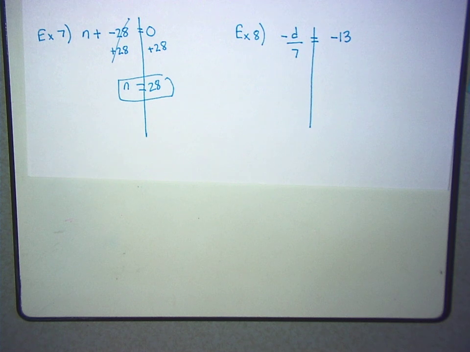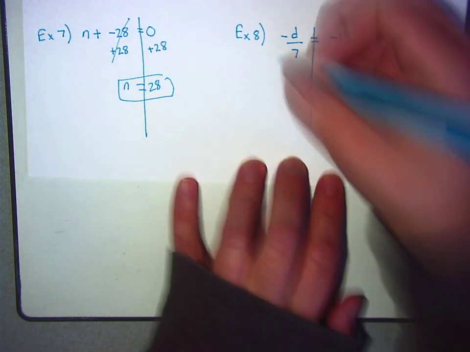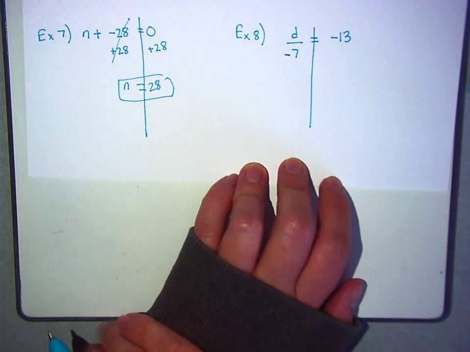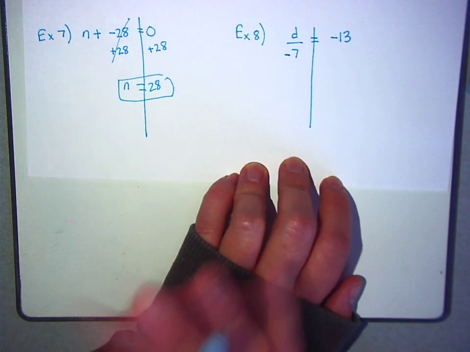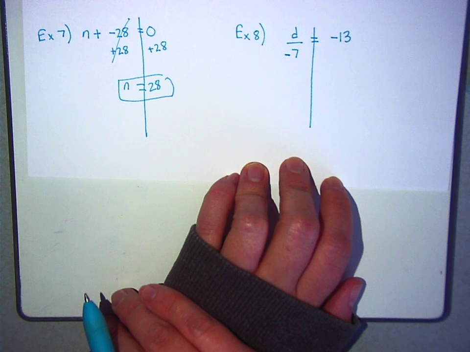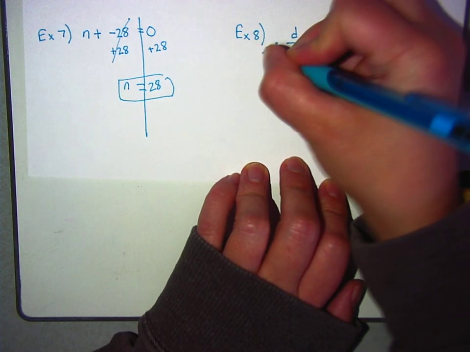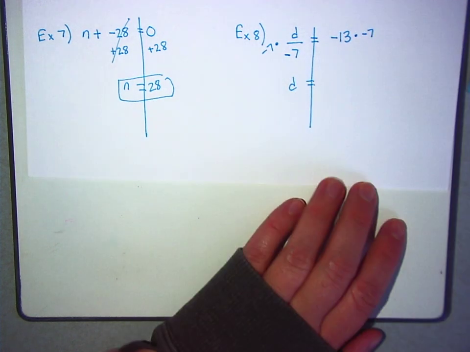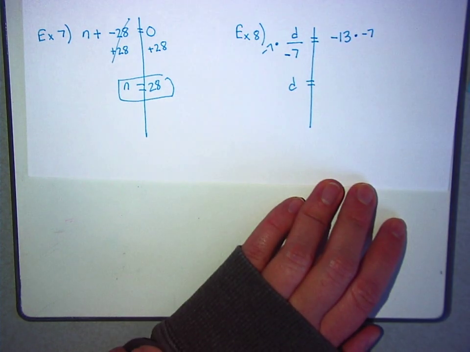But everybody look up for a second. When you have a negative sign on a fraction, you can put it on the top of the fraction, you can put it on the bottom of the fraction, or you could put it out front. So I'm going to move it to the bottom of the fraction to make this problem easier for me. Because mathematicians are lazy, so I'm going to do this as easy as I can. And now I'm going to multiply by a negative 7 on both sides to get rid of it. So I get d equals negative 13 times negative 7. 91.